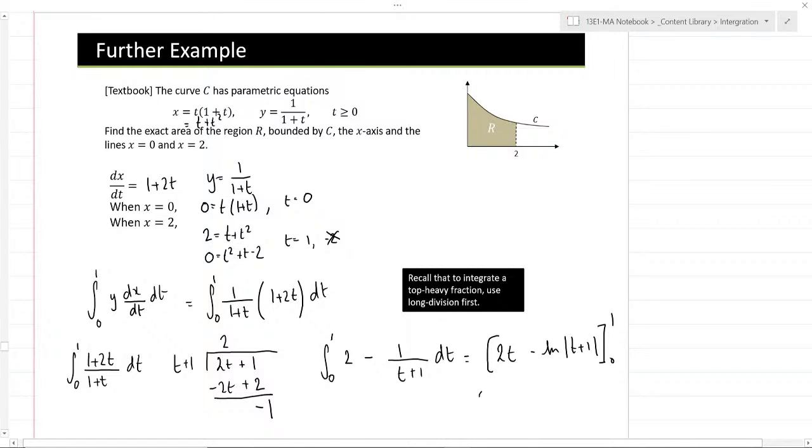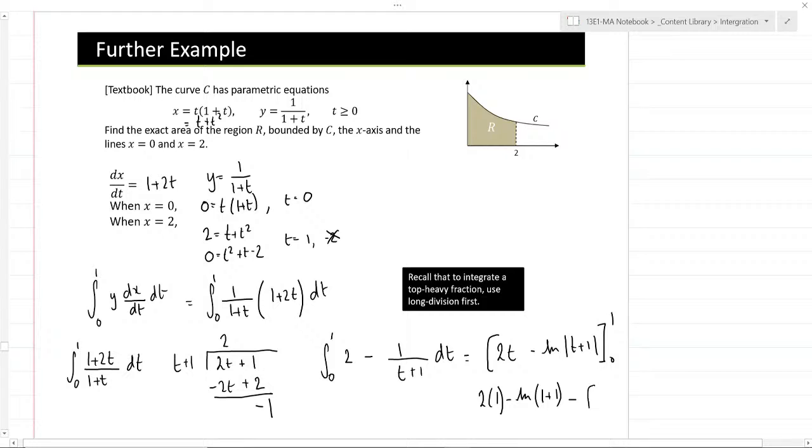So it's going to be 2 times 1 minus ln of 1 plus 1, minus, open bracket, 2 times 0 minus ln of 0 plus 1. What is ln of 1? Anything to the power of 0 is 1, so ln 1 is 0, isn't it? That's right. So I end up with 2 minus ln 2.